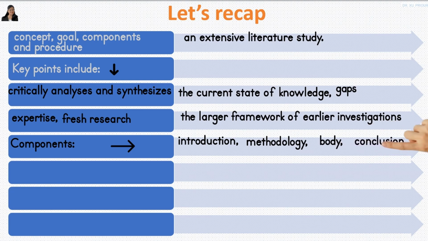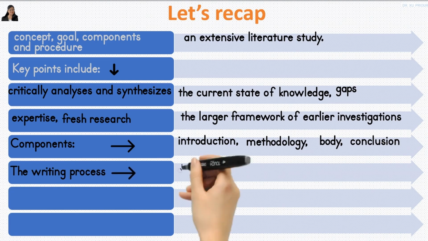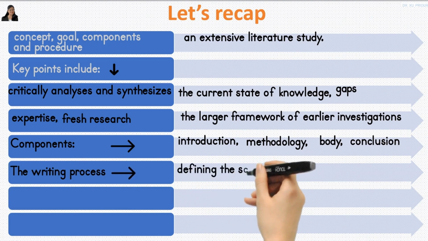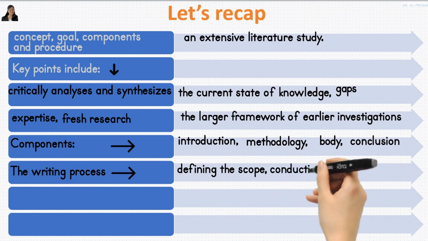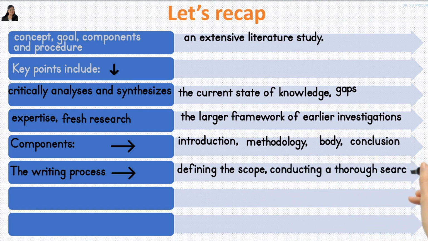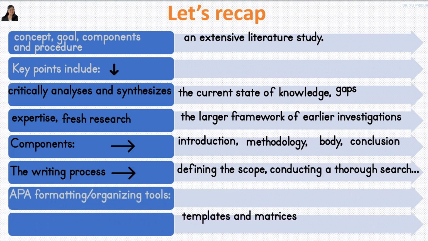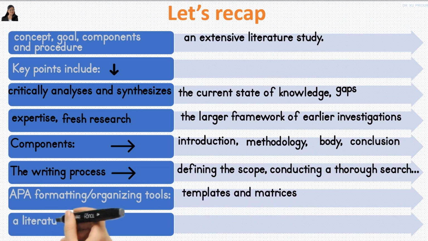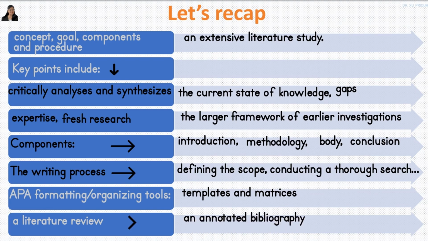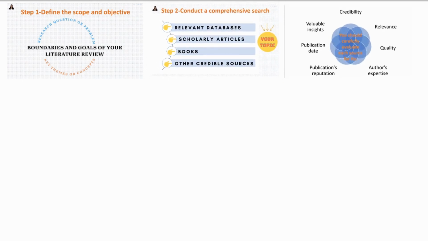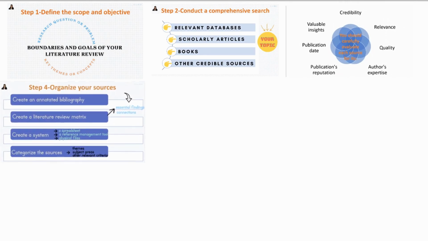The writing process involves defining the scope, conducting a thorough search, evaluating sources, organizing references, outlining the review structure, and drafting and revising sections. We also looked at APA formatting and organizing tools like templates and matrices, and distinguished a literature review from an annotated bibliography. Going forward, be sure to apply the steps covered, from comprehensive searching to critical analysis to logical flow. Seek feedback and continue refining your review. I hope this overview equipped you with the framework to undertake a high-quality literature review. Let me know if any part needs further discussion.